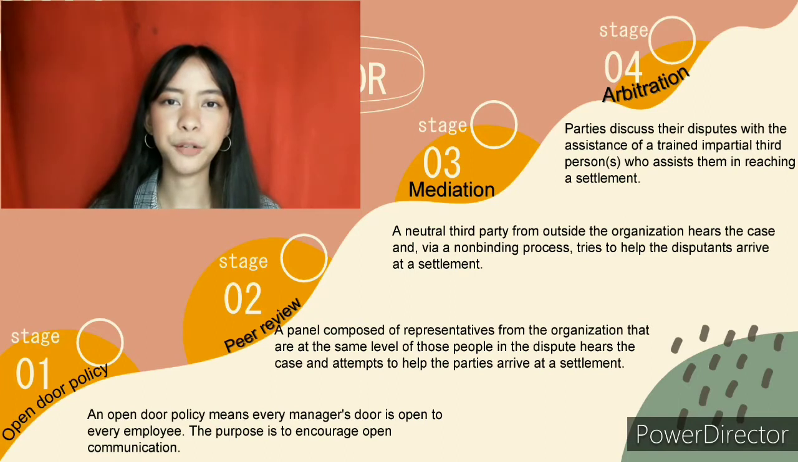Second stage is peer review. Peer review is a panel composed of representatives from the organization, at the same level as those people in the dispute, that hears the case and attempts to help the parties arrive at a settlement. Third is mediation. A neutral third party from outside the organization hears the case and via a non-binding process tries to help the disputants arrive at a settlement.